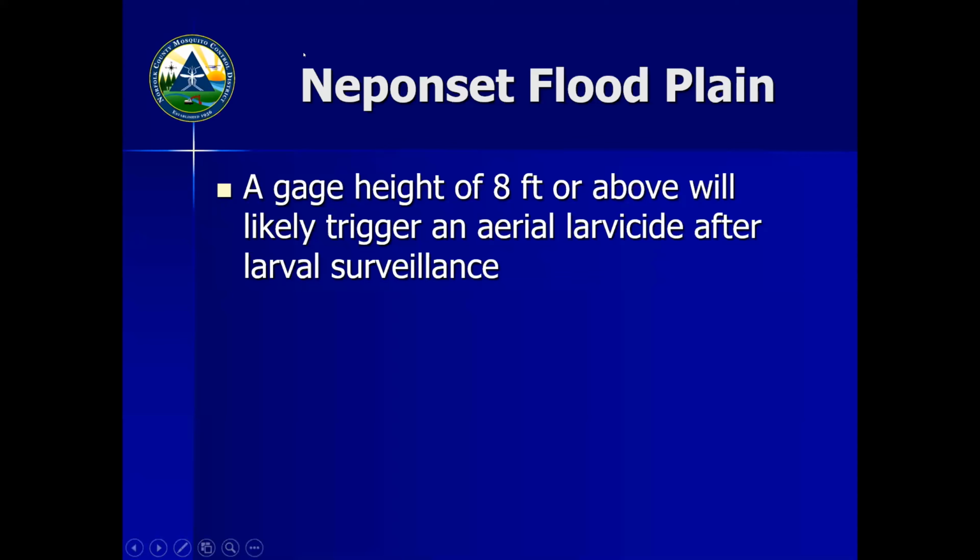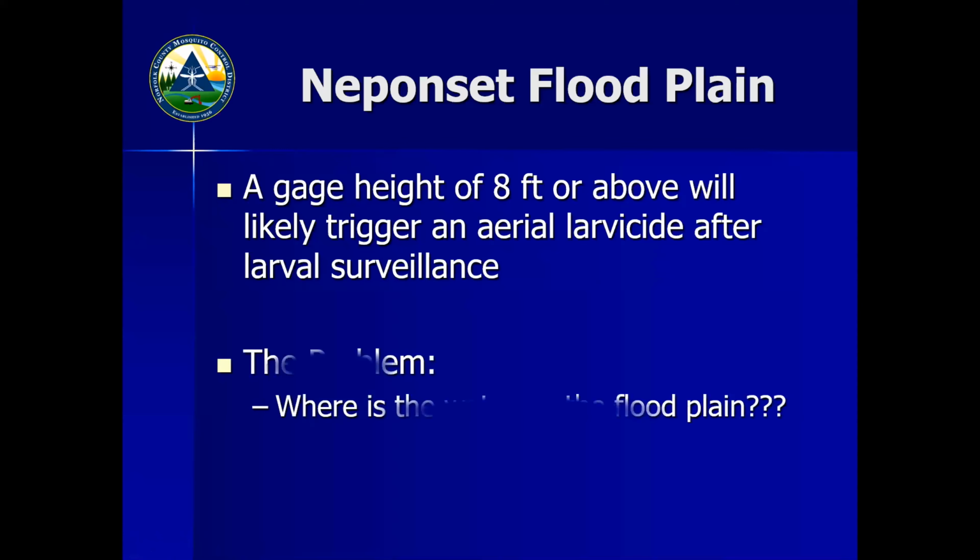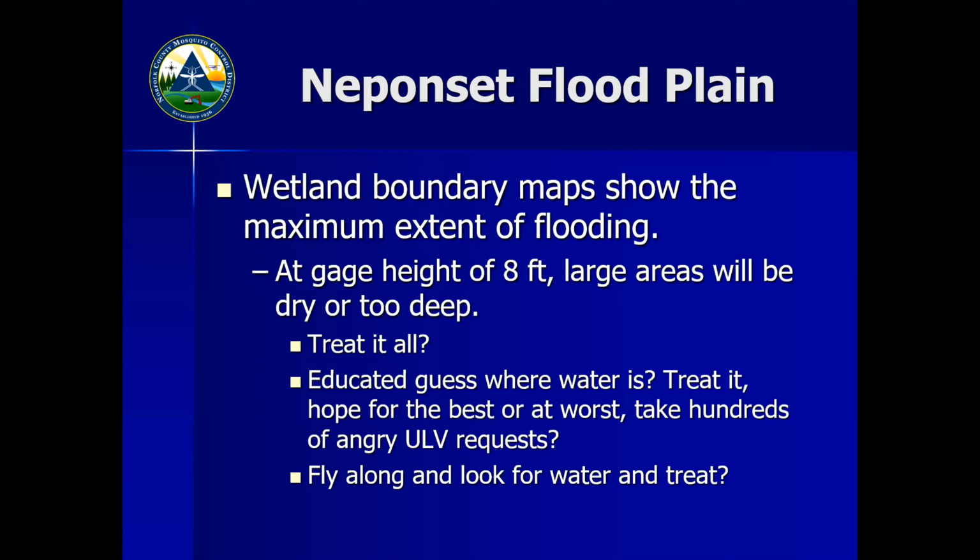Okay. Thanks. Let's see. Yeah, a gauge height of 8 feet or above will likely trigger an aerial larvicide after we've done surveillance down there. And the problem that we always end up having is, where is the water on the floodplain? Just because it's up at 8 feet doesn't mean the entire floodplain is actually flooded. So the wetland boundary maps that we have actually show the maximum extent of flooding, as I mentioned earlier. So even though it's at 8 feet, large areas will be really too dry, and some areas will actually be deep as well, too deep to breed mosquitoes.